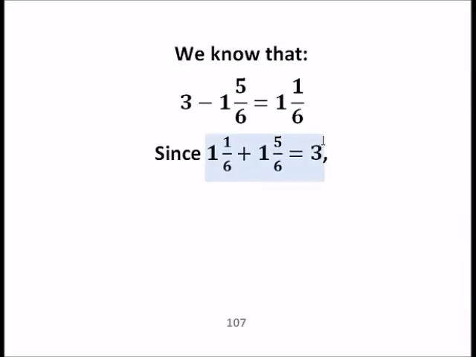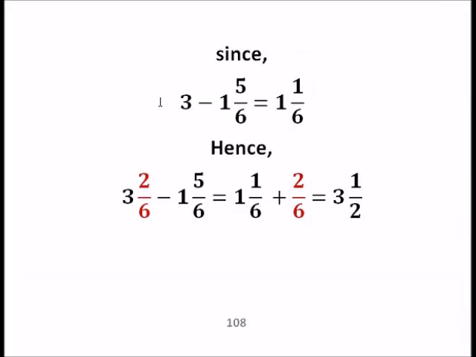So first of all, we know that 3 take away 1 and 5/6 is 1 1/6. We know that because if we add 1 1/6 to 1 and 5/6, we get 3. 1 and 1 is 2, 1/6 and 5/6 is a whole, and so we get 3. So the first thing students need to know is they need to be able to find the answer to a question like this mentally. 3 take away 1 and 5/6 is 1 and 1/6. Now, once you know that, since we know that 3 take away 1 and 5/6 is 1 1/6, we now can answer the question.